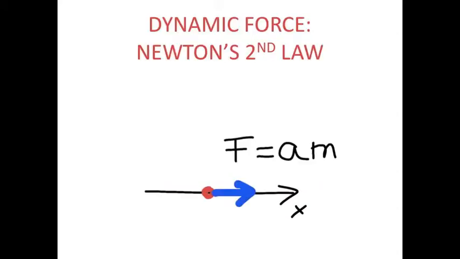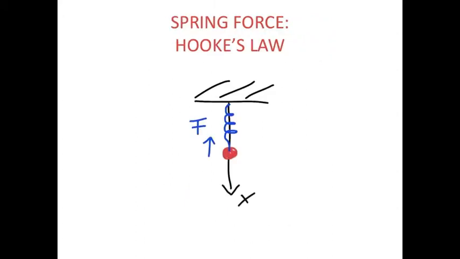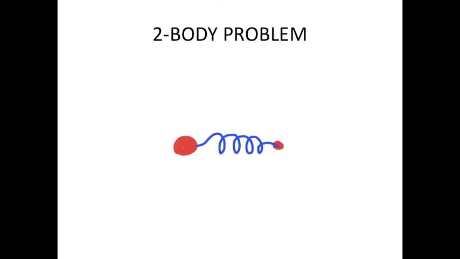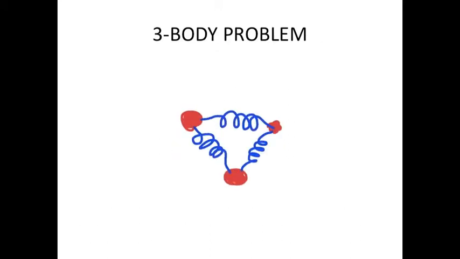What remains is to specify forces on material bodies. There are dynamic forces given by Newton's second law. The force F is equal to acceleration a times the mass m of the body. And there are internal forces between bodies, transmitted by, for example, elastic springs according to Hooke's law. Altogether, the basic model is a body force or mass spring model, like a two-body problem or a three-body problem.